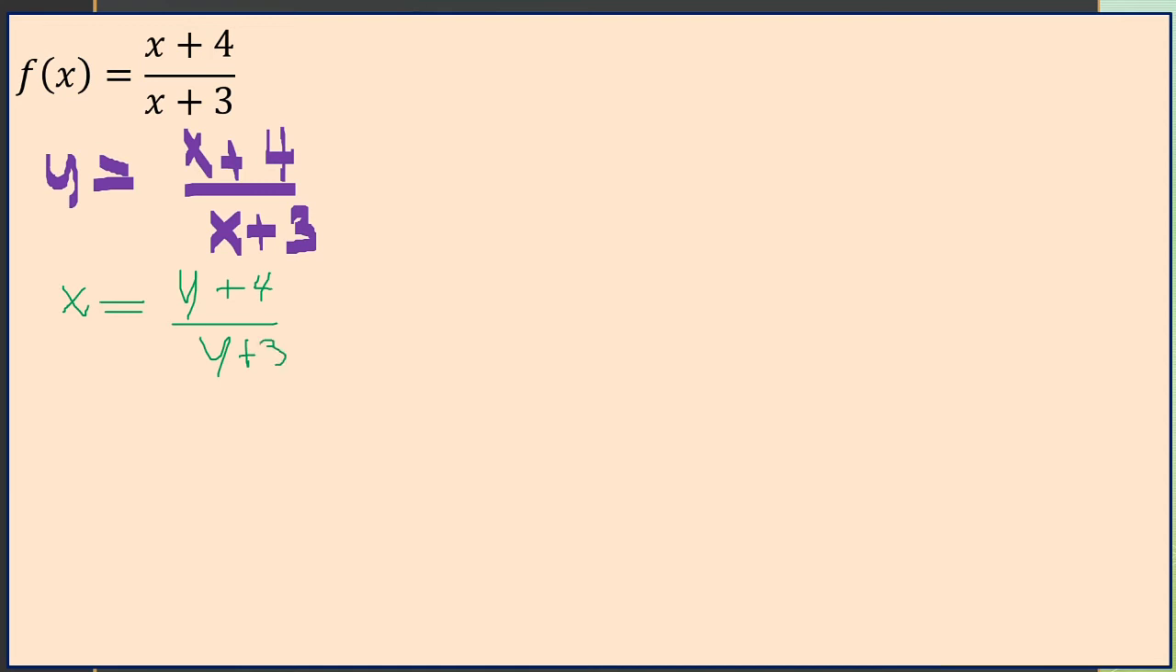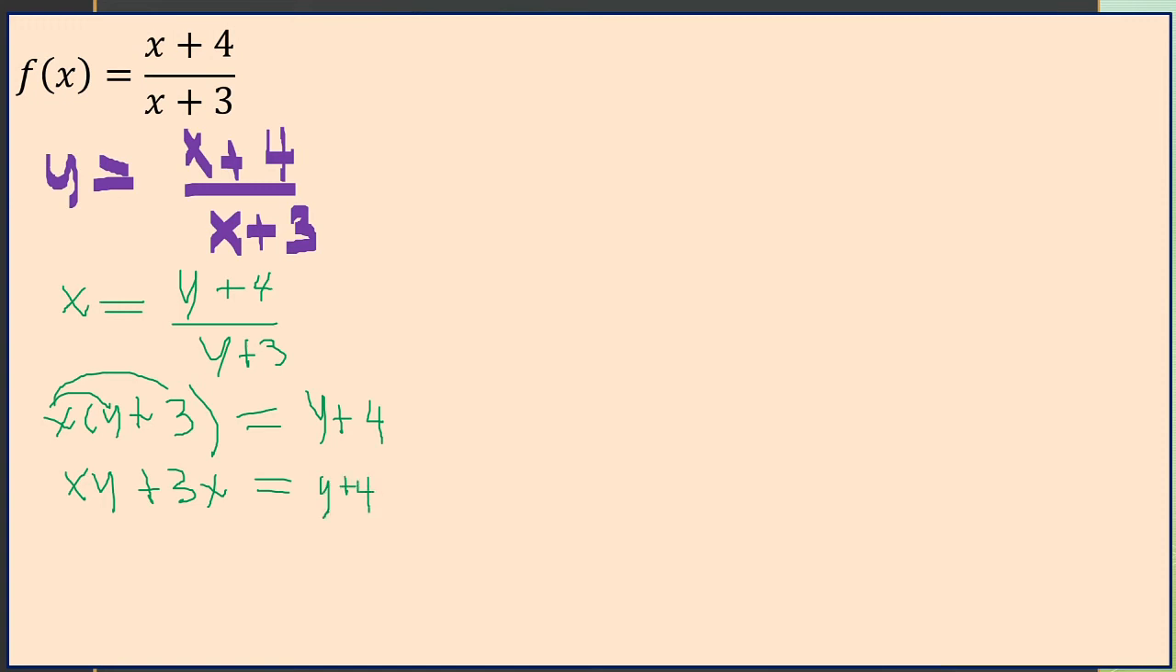And then we have to cross multiply. So we have x times the quantity y plus 3 equal to y plus 4. And then distribute natin yung x sa y and sa 3. So we have x times y, we have xy plus x times 3 is 3x. Kailangan natin unahin yung number bago yung variable. Equal to y plus 4.